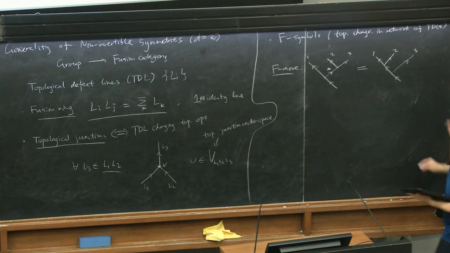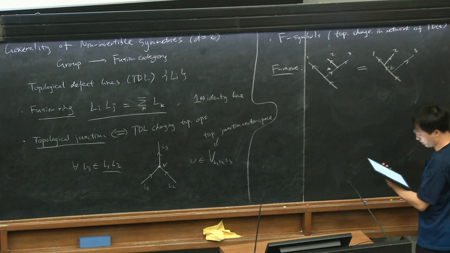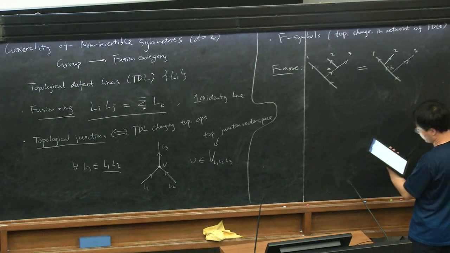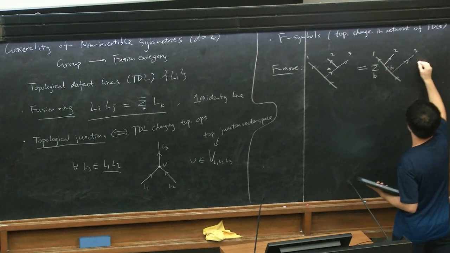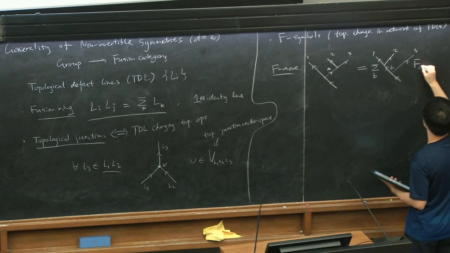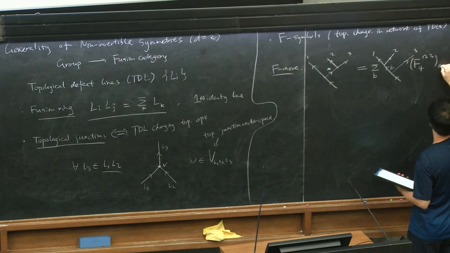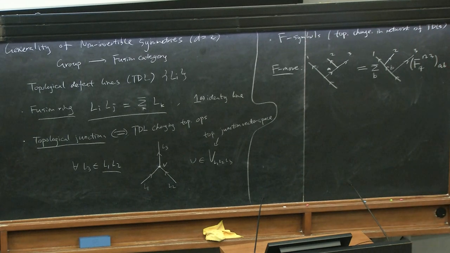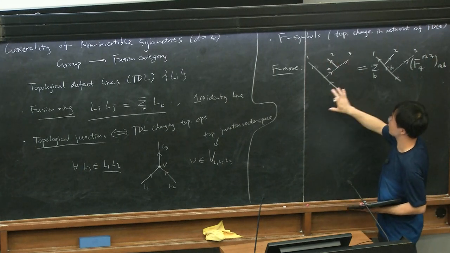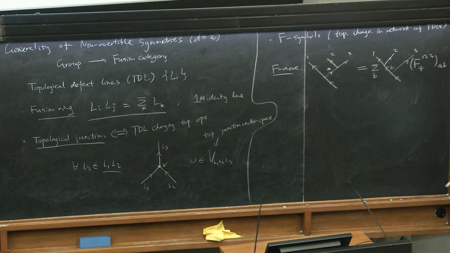Okay, and in general, some other intermediate topological defect line may appear over here. And this change of basis is captured by some numerical coefficient known as the F symbol. Okay, so here, this thing can be thought of as a matrix. The 1, 2, 3, 4 are external labels that specify the external lines that enter into this diagram. And these indices specify the change of basis between these two configurations.